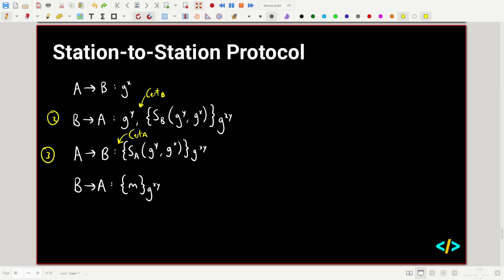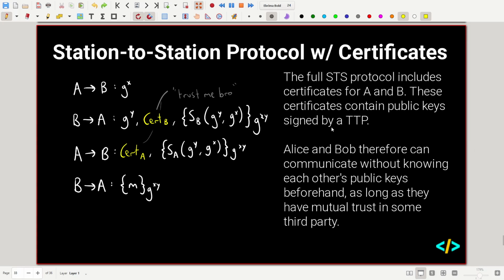No worries. So this is essentially what happens. The full station-to-station protocol includes certificates for A and B, and these certificates contain public keys which are signed by a trusted third party. Alice and Bob can then communicate without knowing each other's public keys beforehand, as long as they have some mutual trust in the third party who's signed these certificates.